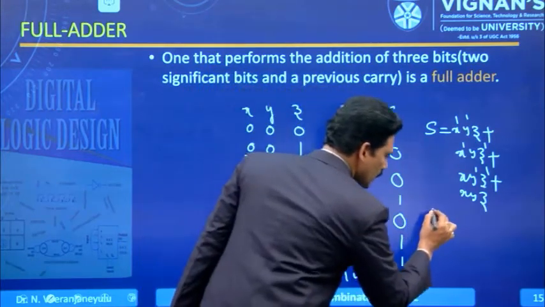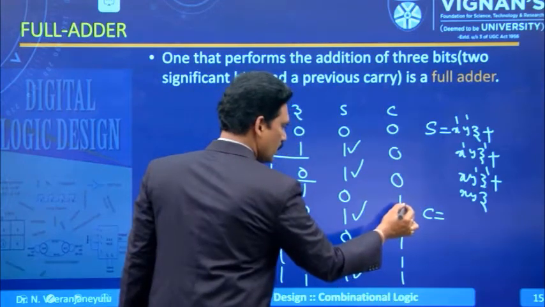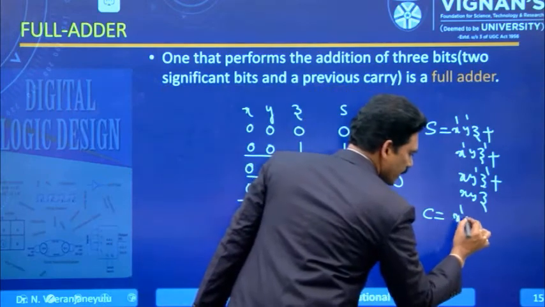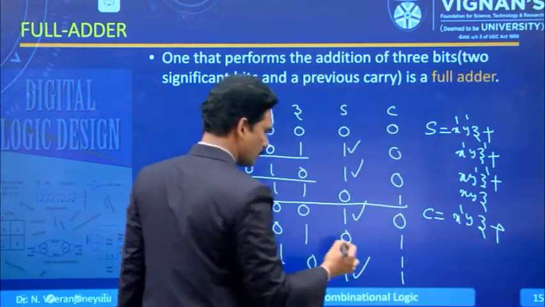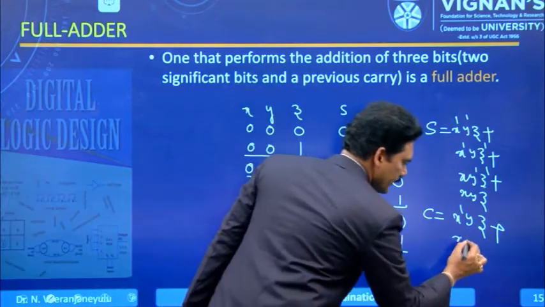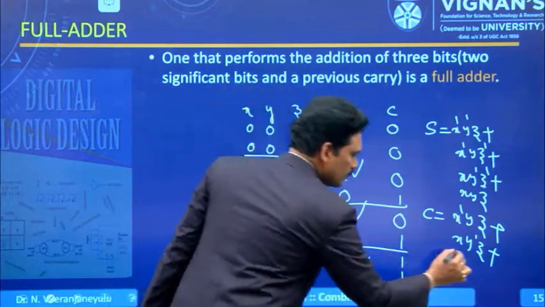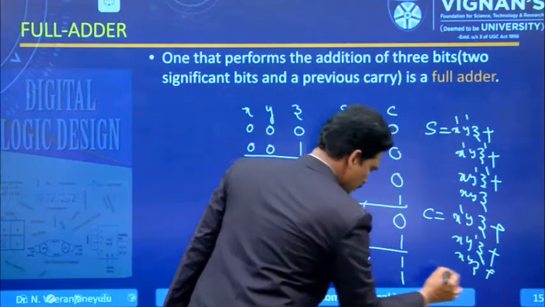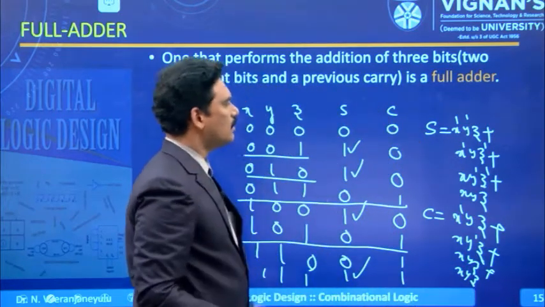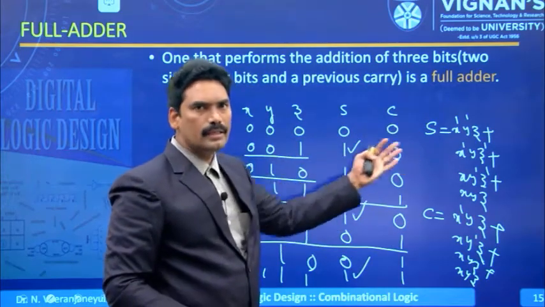And what about C? C is equal to X bar Y Z, plus X Y bar Z, plus X Y Z bar, plus X Y Z. This is sum and this is carry. Sum is equal to this one and this is carry.